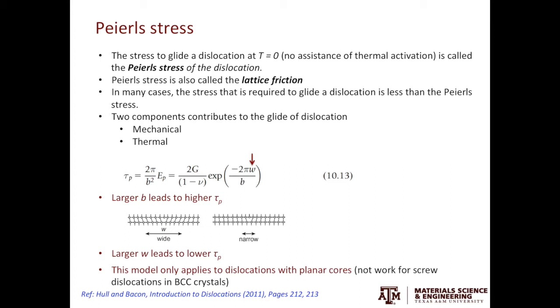There is an important note here. The model we have here can only be applied to dislocations with a planar core structure. From the dislocations in BCC metals video, we learned that screw dislocations in BCC metals have a non-planar core with a threefold symmetry. Therefore, this model cannot be applied to BCC screw dislocations.